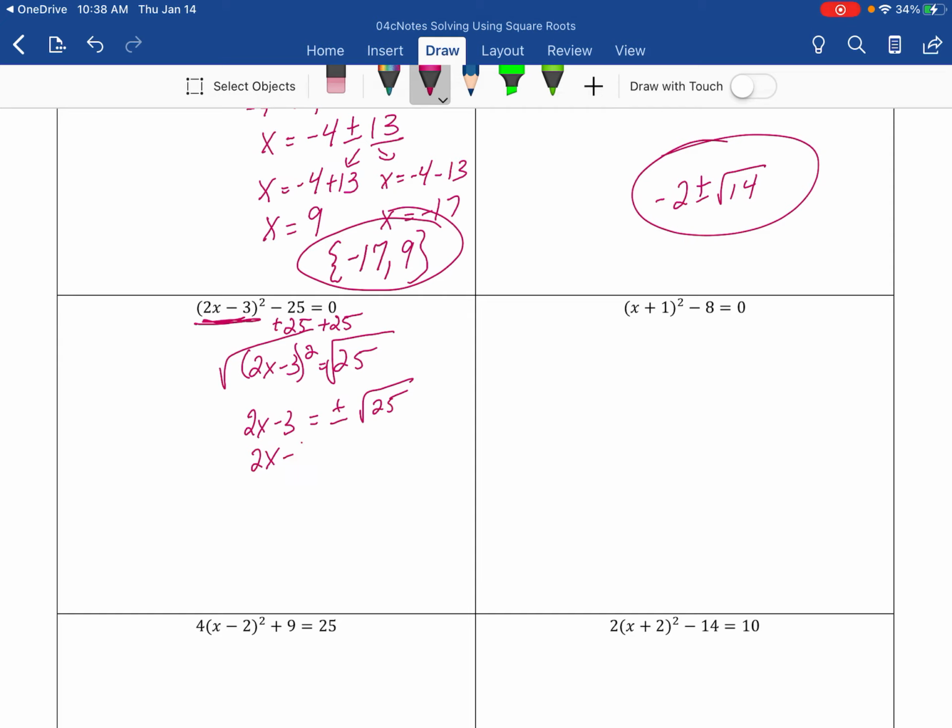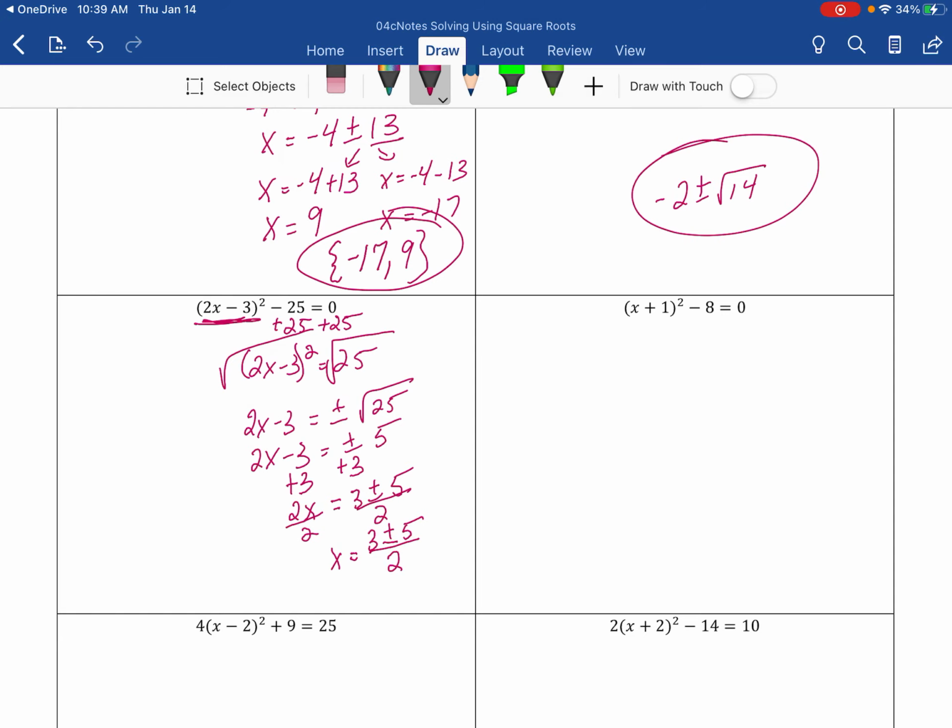2x minus 3 is equal to positive or negative 5. I add 3 to each side. So this one's going to be a little tricky, and this has to do with our next lesson. 2x is equal to 3 plus or minus 5, and then I divide each side by 2. x is equal to 3 plus or minus 5 over 2.